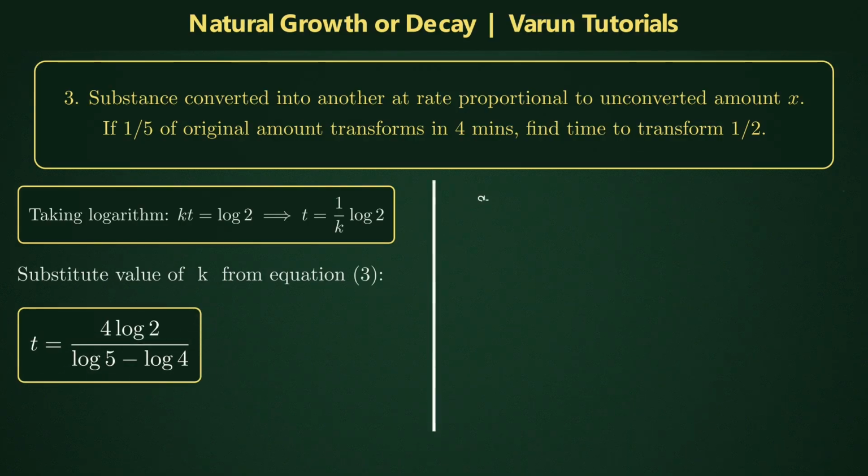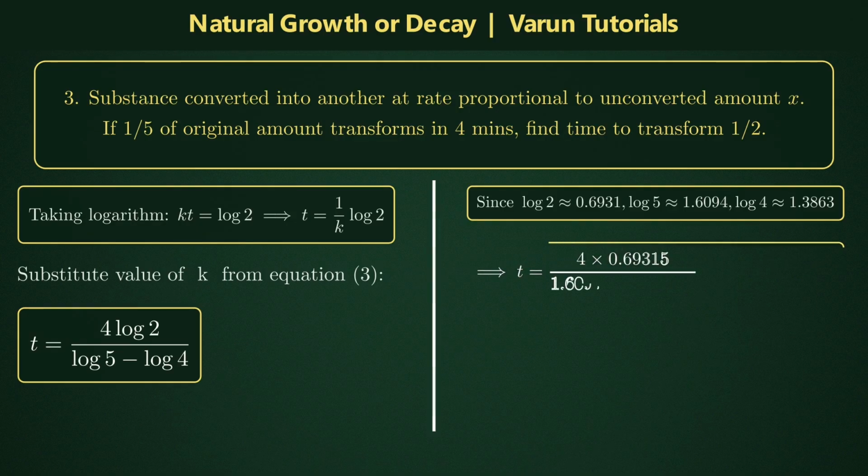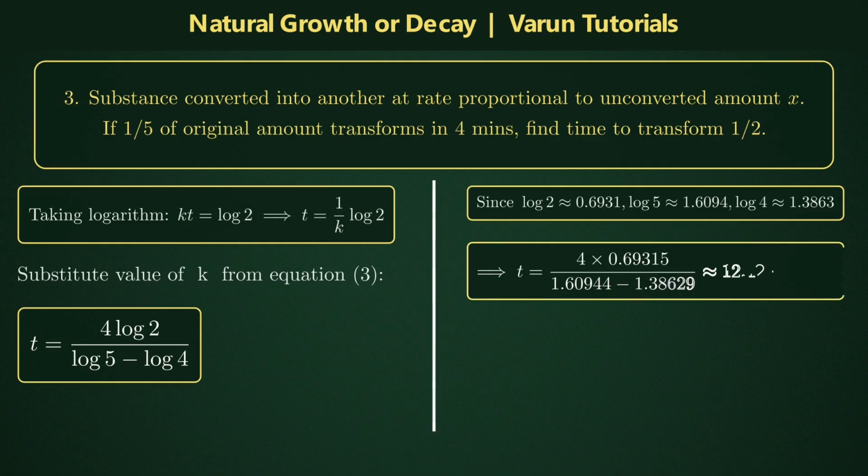Using the approximate values for the logarithms, we get log 2 is 0.6931, log 5 is 1.6094, and log 4 is 1.3863. Substituting these values, we get t equals 2.77259 divided by 0.22314, which is approximately 12.42 minutes, or about 13 minutes.